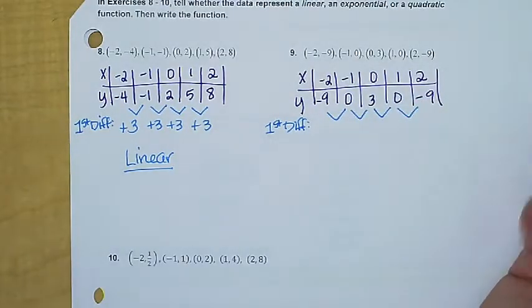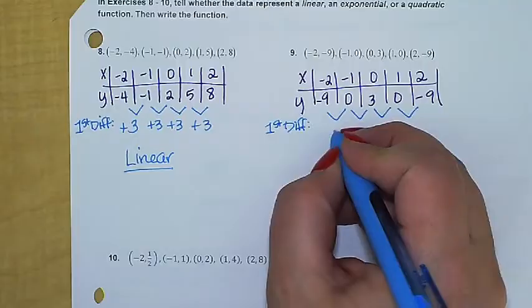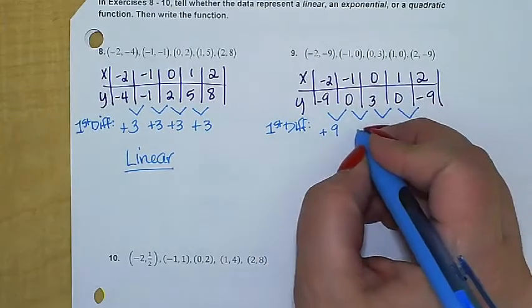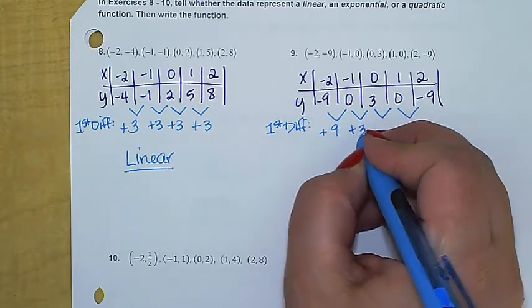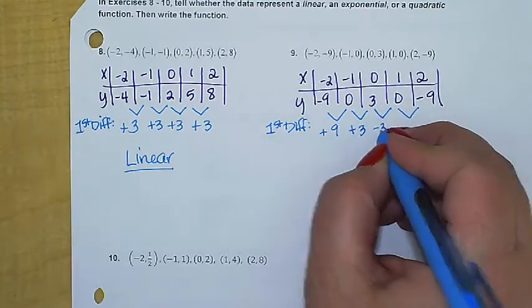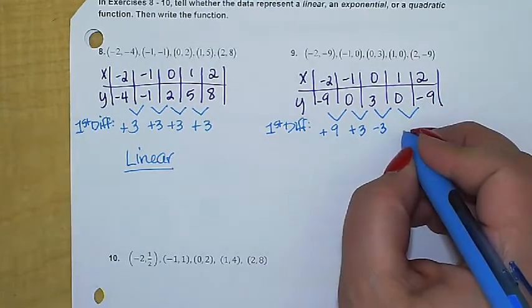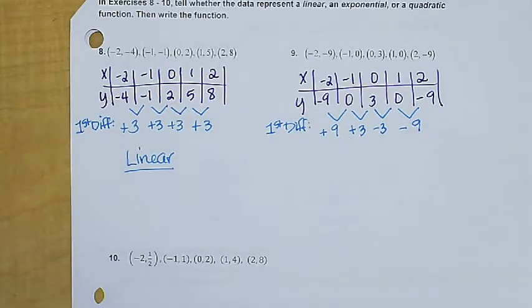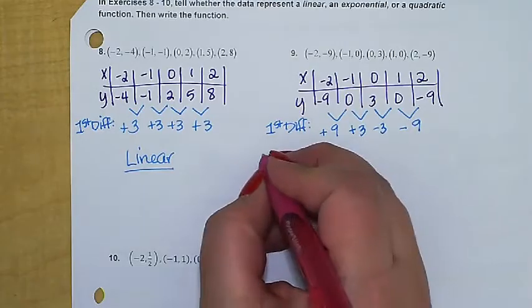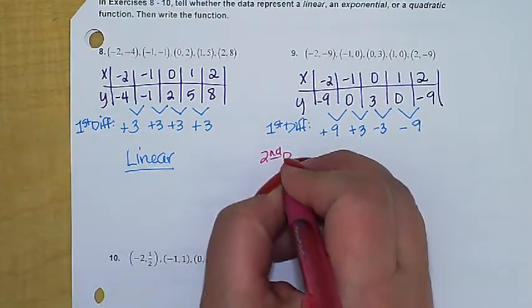So again, we'll find these first differences. This went up by 9. This went up by 3. But then from 3 to 0, it went back down by 3, and then it went down by 9. So obviously the first difference is not constant. So now we will test the second difference.